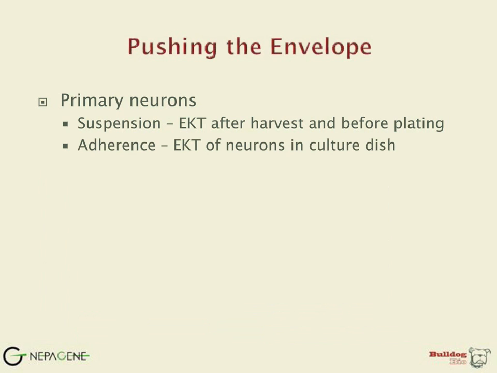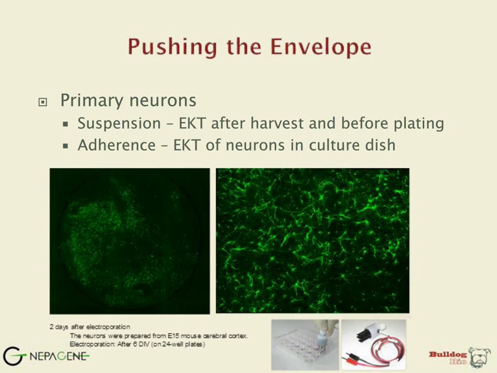Some labs prefer to pulse after the neurons have been plated and attached to the dish. In this case, the neurons were prepared from E15 mouse cerebral cortex. The electrokinetic transfer was performed on day 6 after plating within a standard 24-well culture plate and using the NEPA gene adherent cell electrode mentioned previously. Again, the level of transfection efficiency is very nice.